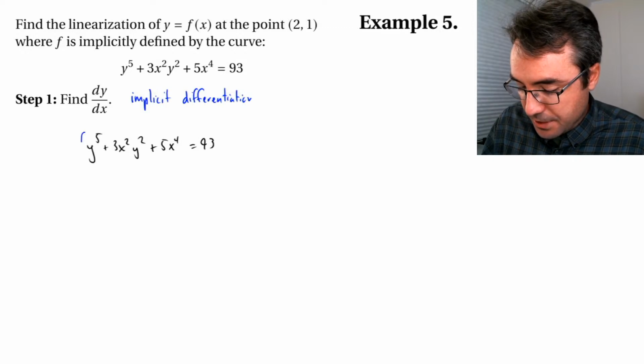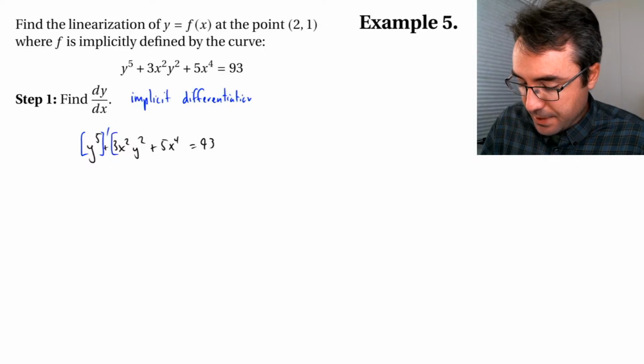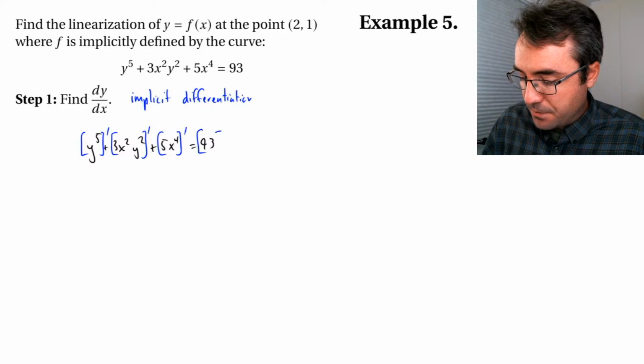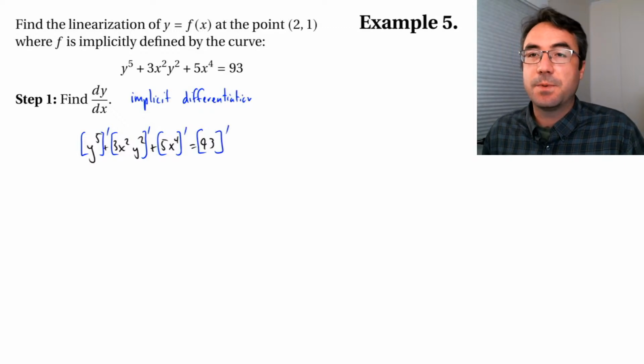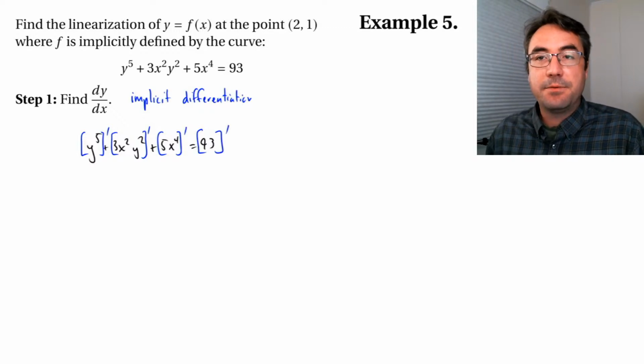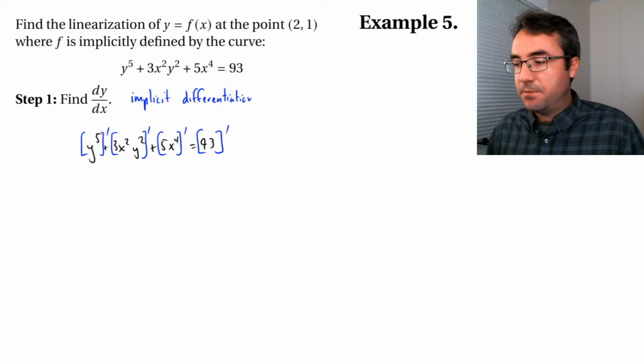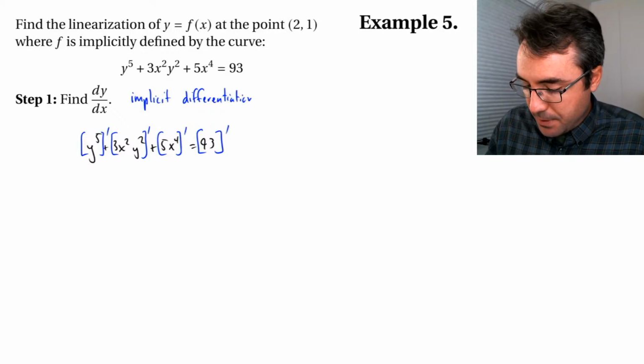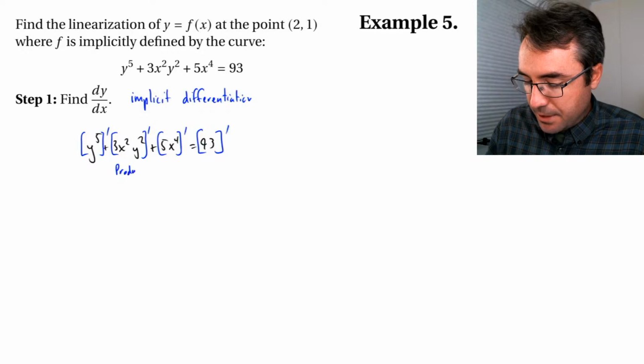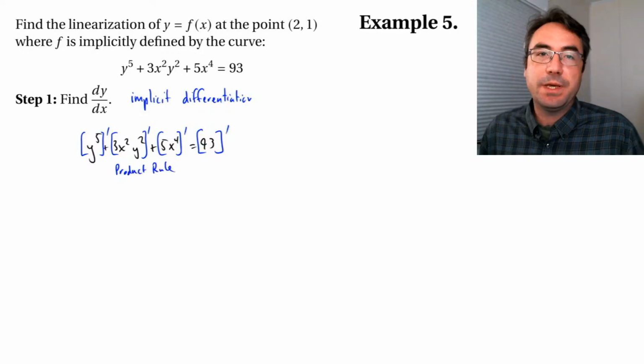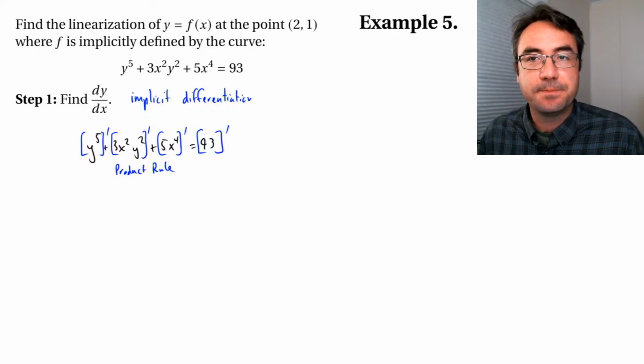So we're going to differentiate the y to the power 5. We'll differentiate the 3x squared times y squared, our 5x to the 4th, and then we differentiate the right-hand side as well. Now for most of these, it's pretty straightforward. The only one that might be a little tricky is this one in the middle here, and we'll need product rule for that. So let's see what we get when we go through the differentiation.